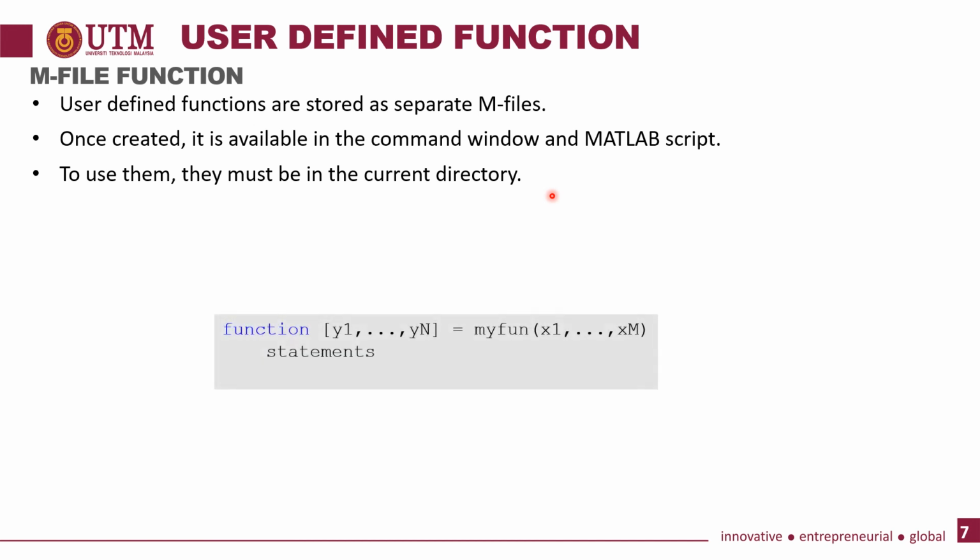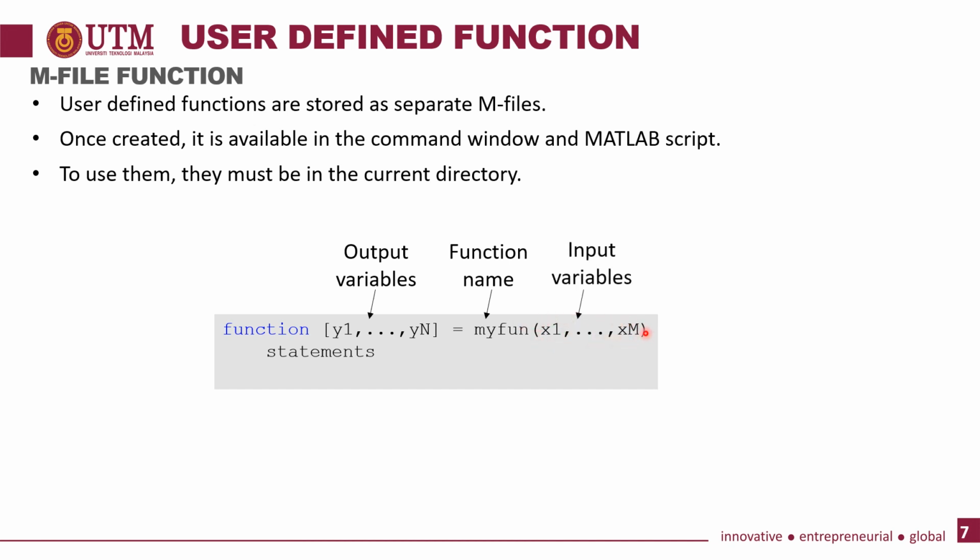This is the template of how you can write an Mfile function, where the syntax is function, and then you have the output variables here. If you have multiple outputs, you need to put them in square brackets and separate them by using a comma. So this is your output variables equals to, and this is your function name. Right now, your function name is myFun. And next, these are your input variables.